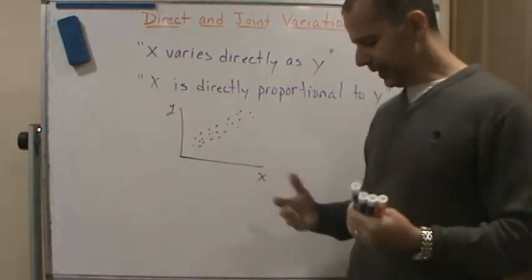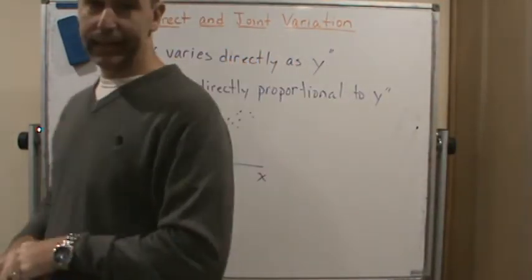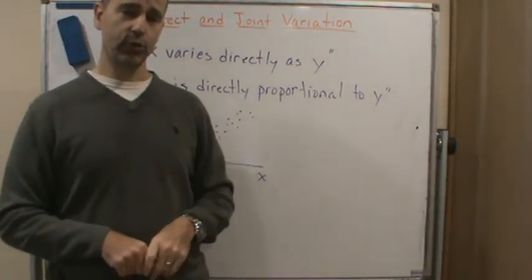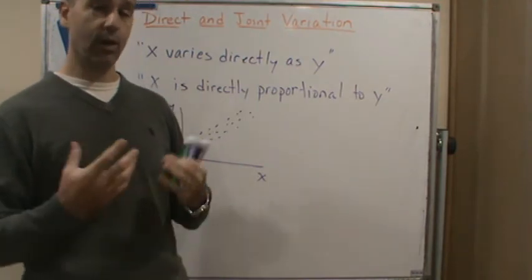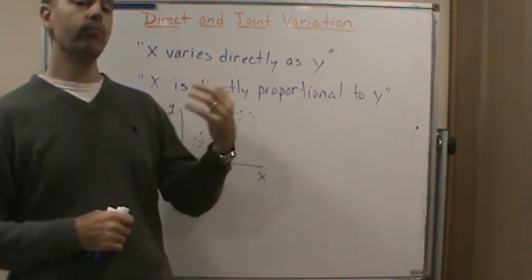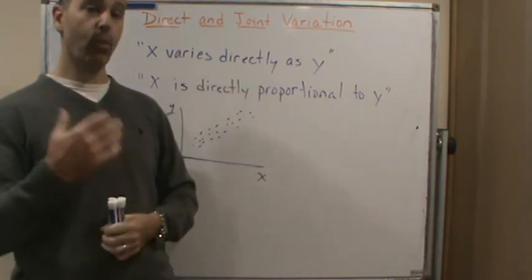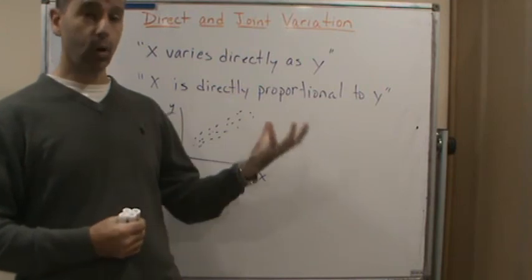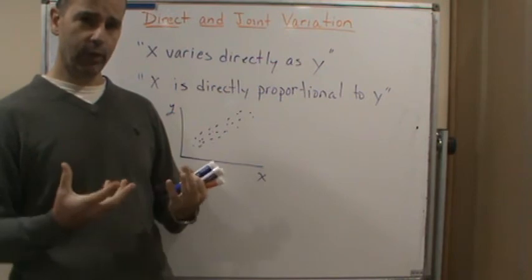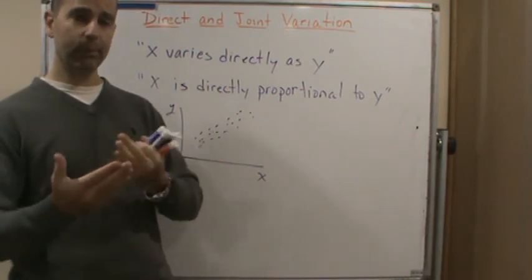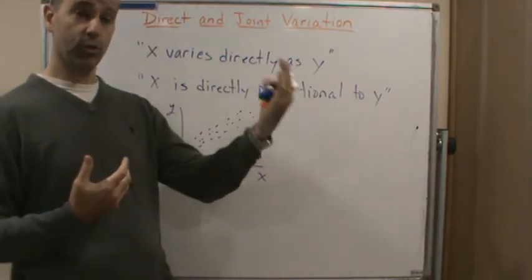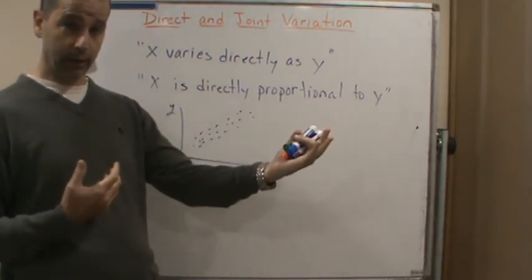For example, say I'm selling apples and I'm looking at my revenue. There's a direct relationship between the number of apples I sell and my revenue. The more apples I sell, the more revenue I get. That's an example of two variables that are directly related or directly proportional. The number of apples is directly proportional to the amount of revenue I earn.